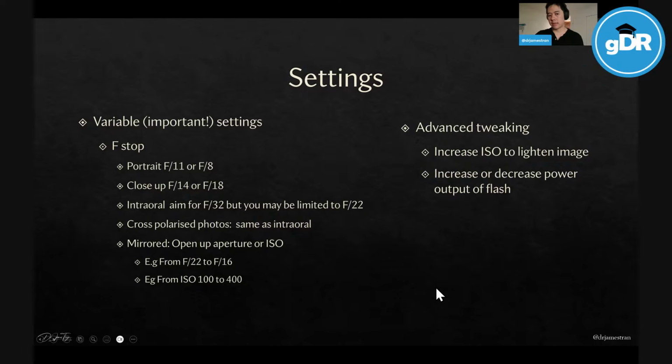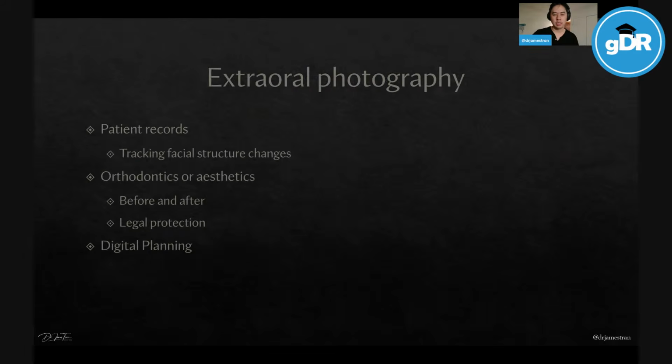But how I like to adjust my photos is I like to try and change only one setting. So in this case, I like to change just the f-stop rather than trying to change ISO too much or trying to change the shutter speed too much, because we want to keep things as simple as possible. We want an easy life.